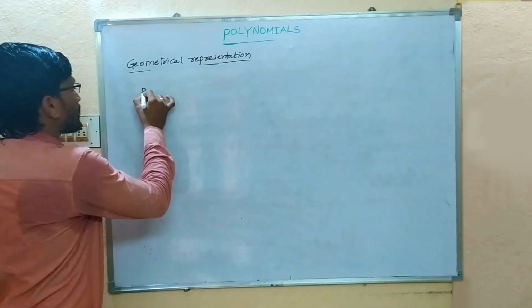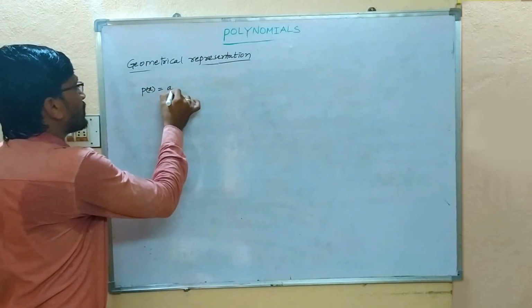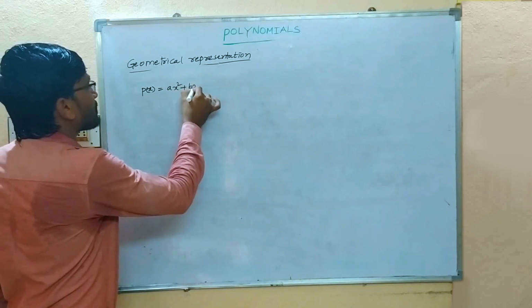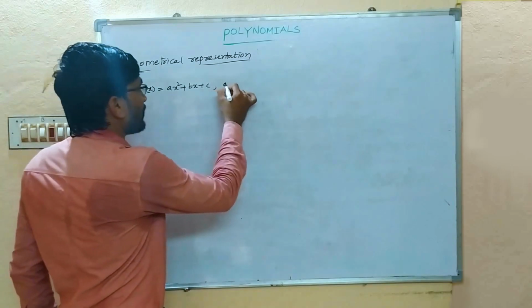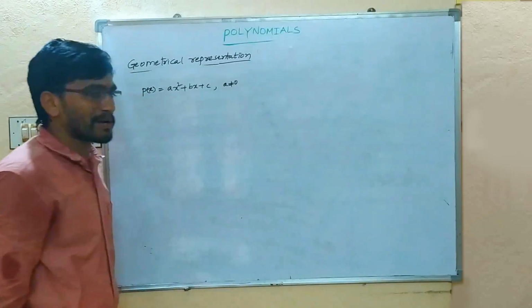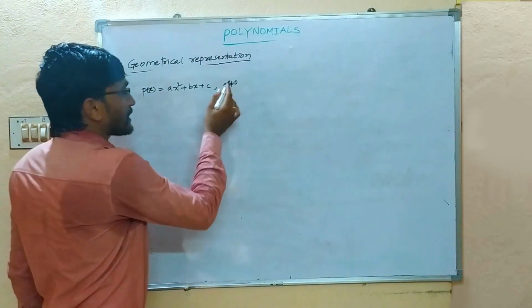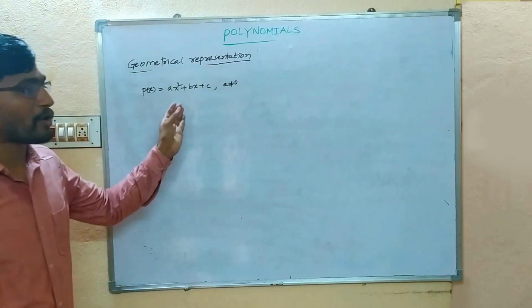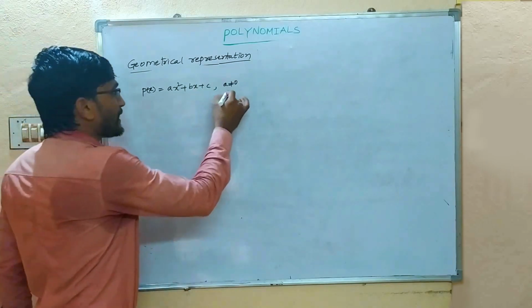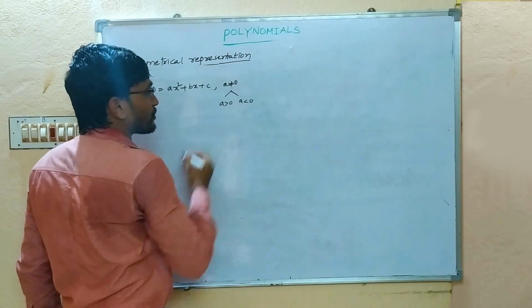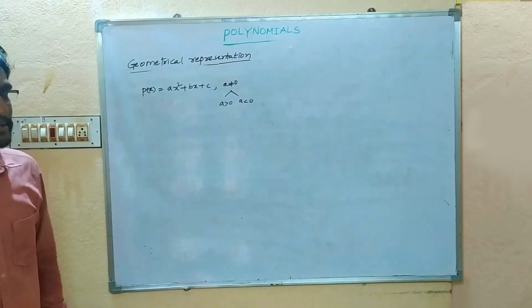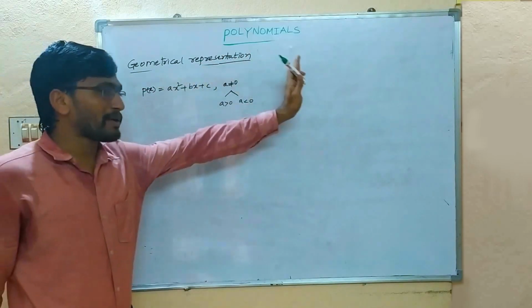We know the general form of a quadratic polynomial is p of x equal to ax square plus bx plus c, where a not equal to 0, and a, b and c belong to real numbers. Already we know the graph of a quadratic polynomial is a parabola. a not equal to 0 is nothing but either a greater than 0 or a less than 0. So the graph of a quadratic polynomial is a parabola.